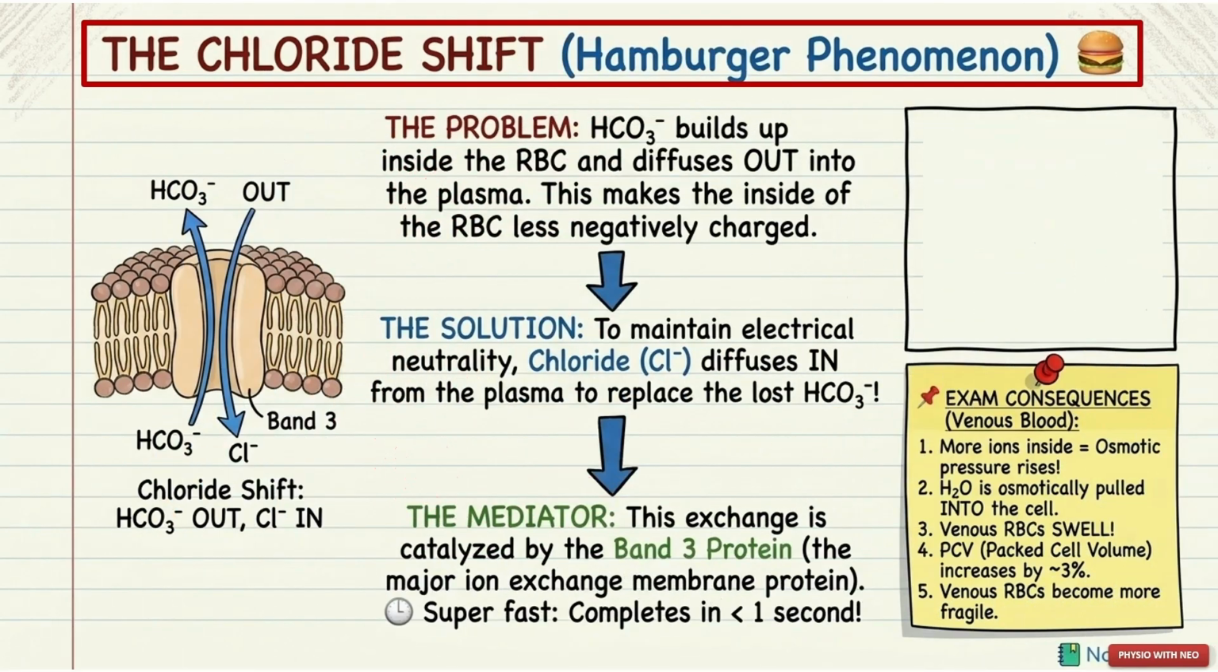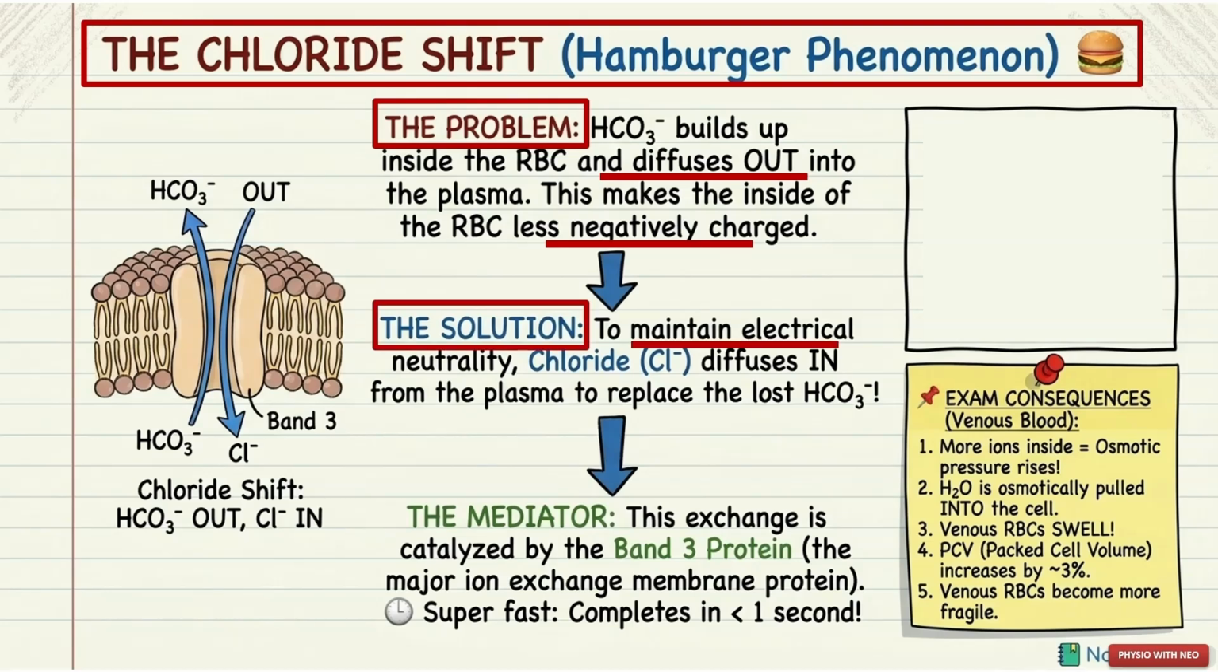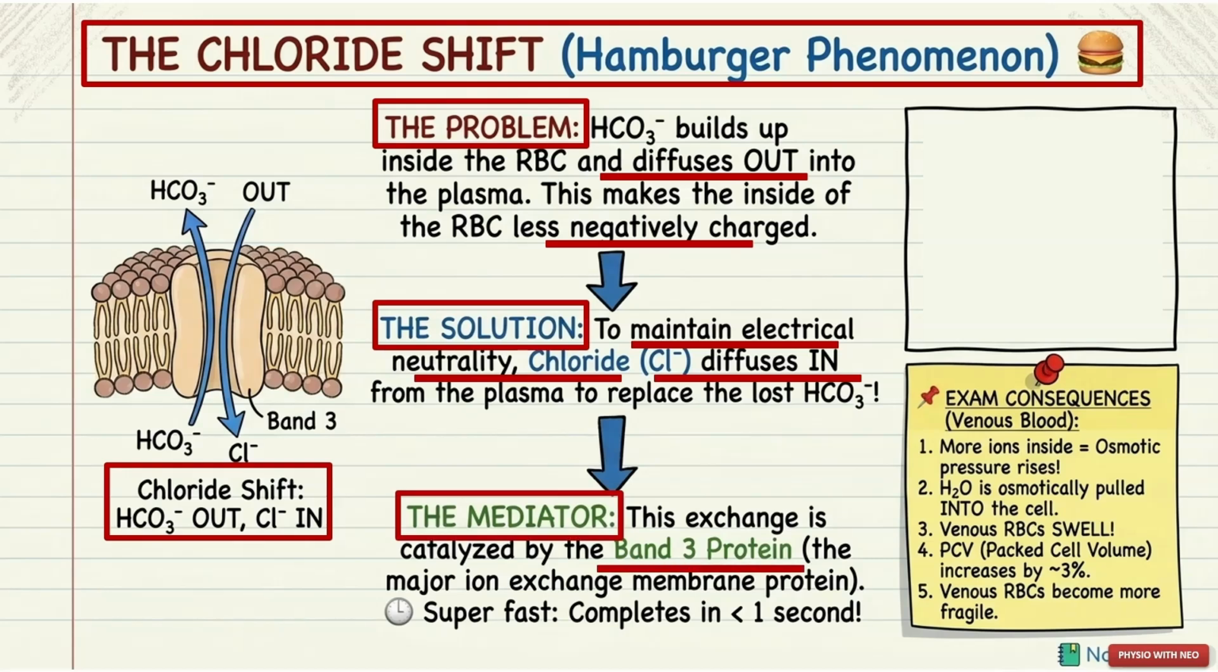Now comes the favorite university question, chloride shift, also called the Hamburger phenomenon. When bicarbonate moves out of the RBCs into the plasma, the inside of the RBCs becomes less negatively charged. So, to maintain electrical neutrality, chloride diffuses in from the plasma to replace most of the bicarbonate. This is called the chloride shift or Hamburger phenomenon. So remember one simple rule: bicarbonate out, chloride in. Whenever you come across the Hamburger phenomenon, immediately think of bicarbonate exit and chloride going inside. The mediator is band 3 protein.